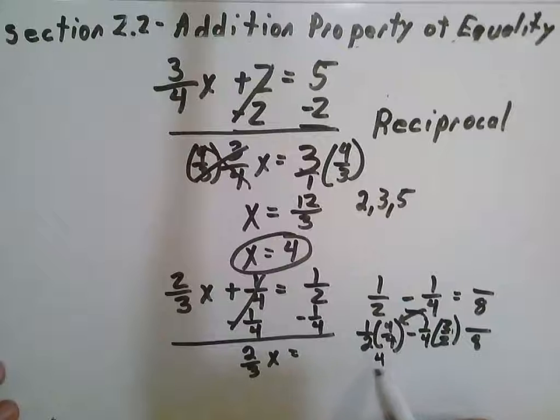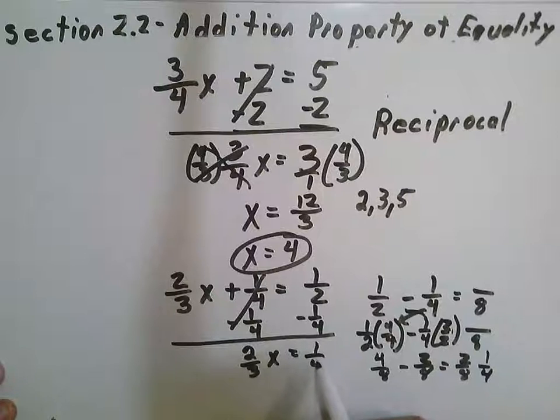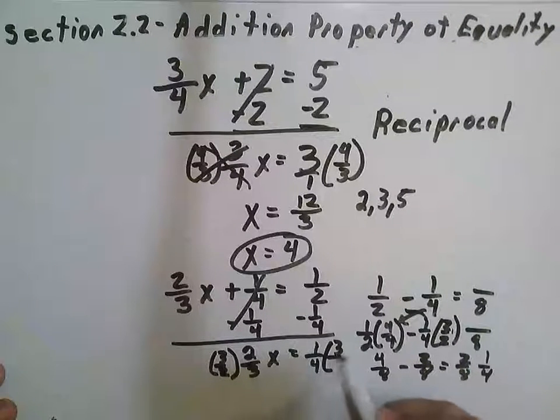This is going to give me 4/8 minus, and 1 times 2 is 2/8, which is going to leave me with 2/8. Now I can reduce that down to 1/4. So I'm going to be left with 1/4 on this side. Once again, I'm going to do the same process. This is 2/3. So I'm going to use the reciprocal, which is 3/2. Whatever I do on one side, do on the other. And remember, I don't even need to work out the math on this side anymore.